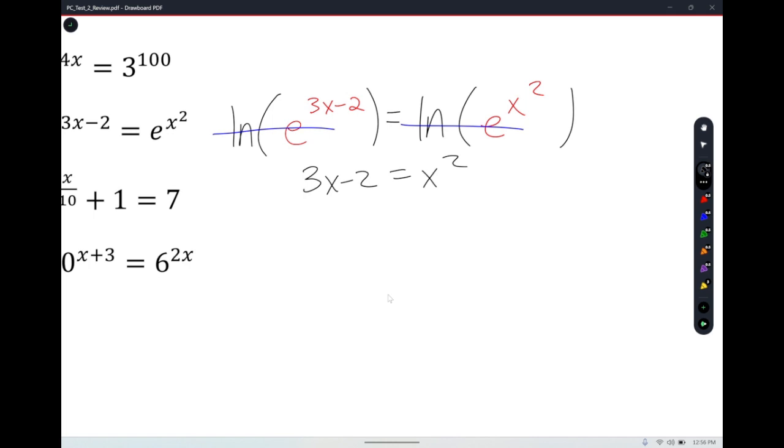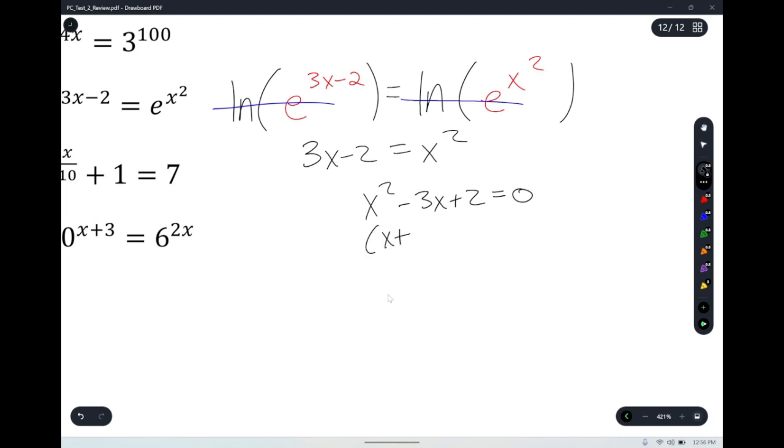Unless you see a log, then you got to check, because logs can't have negatives or zeros. But e's, they can have every number in the world. So x squared minus 3x plus 2 equals 0, which means x plus 2. Nope, that's wrong.